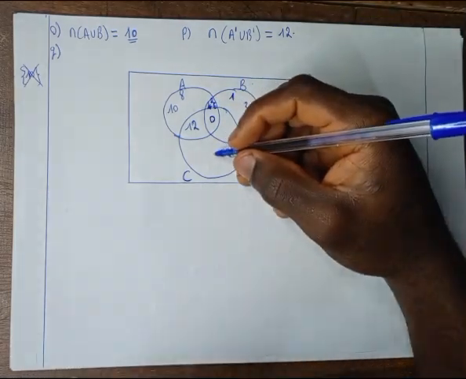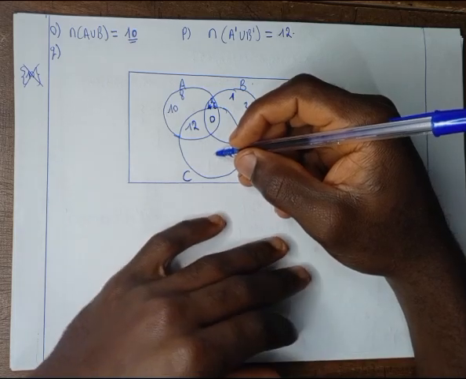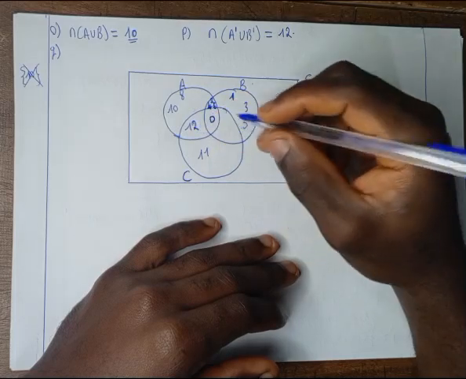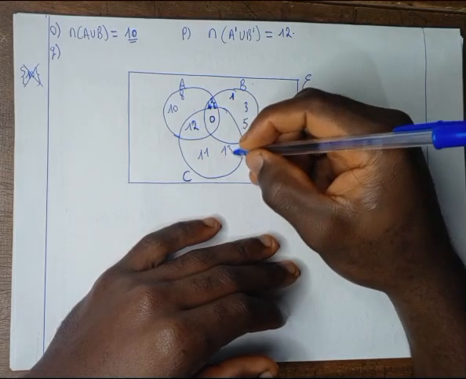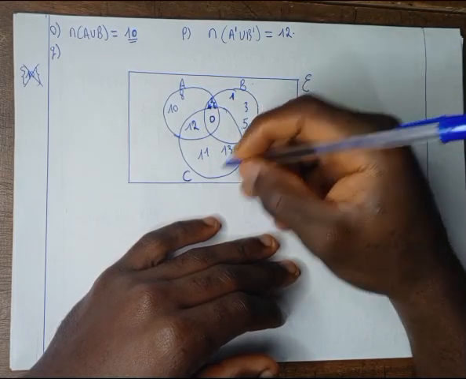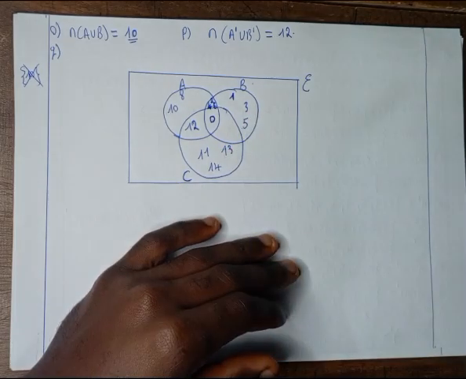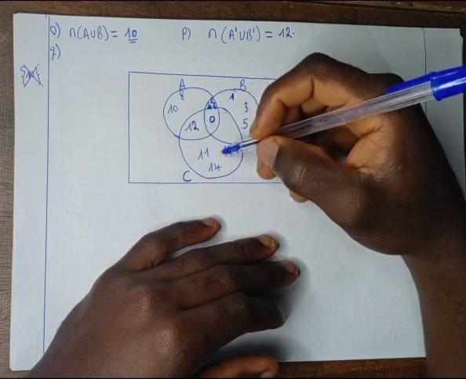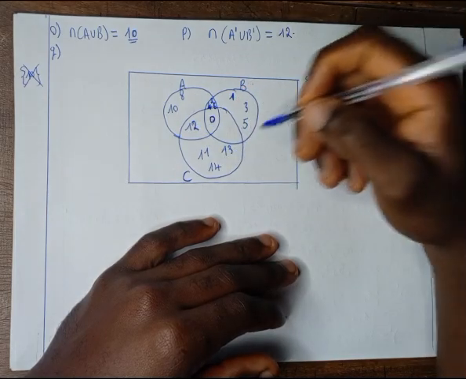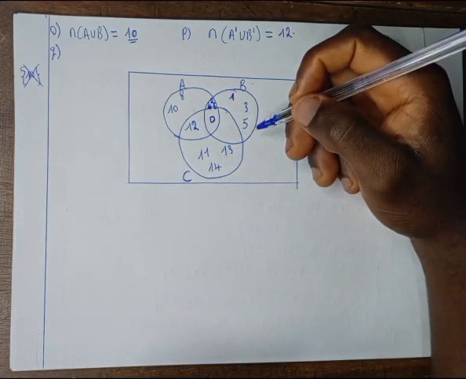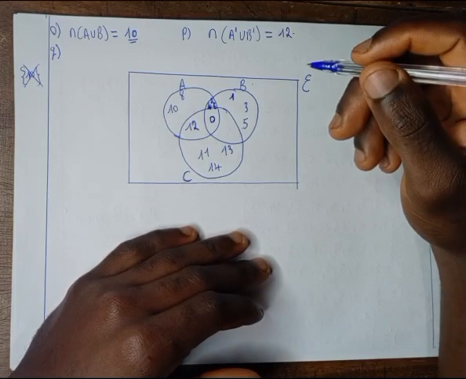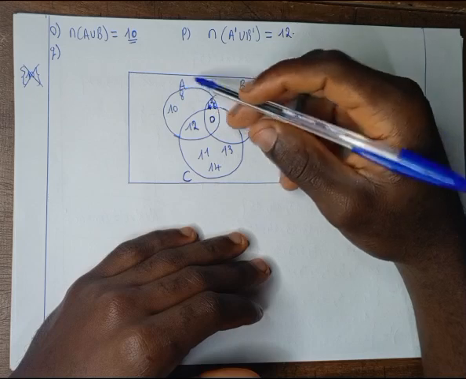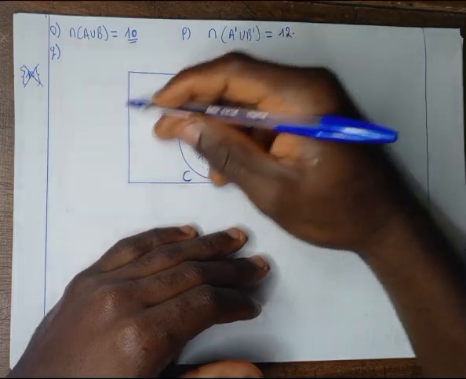Next, now we need to represent the elements of the set C. We have 0, 11, 12, 13, and 14. C has elements 0, 11, 12, 13, 14. Next, now we are going to write all the other elements which are neither elements of the set A, nor the set B, nor the set C. We are going to write them out here.